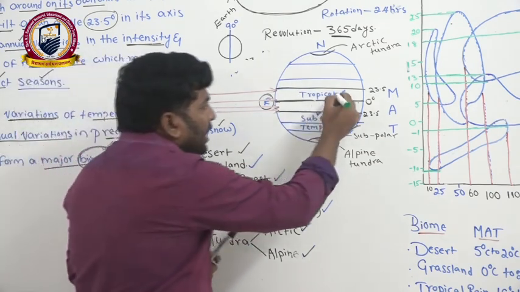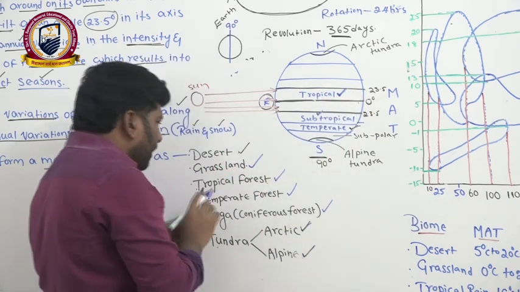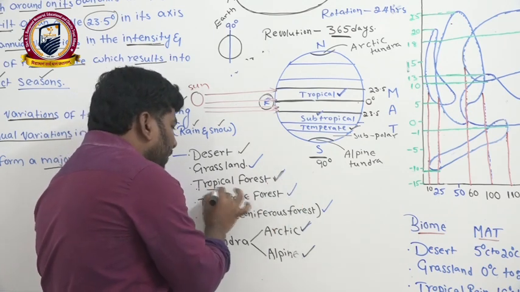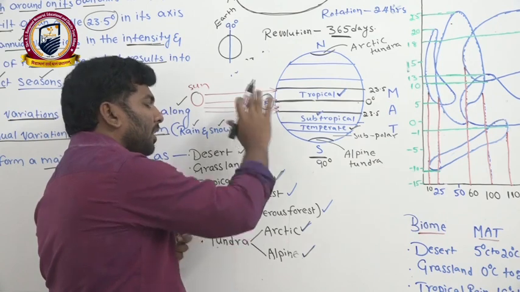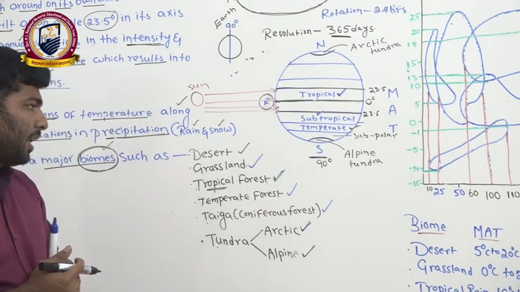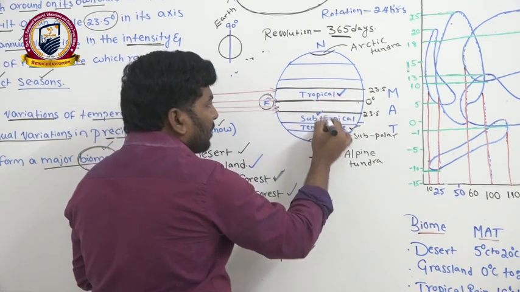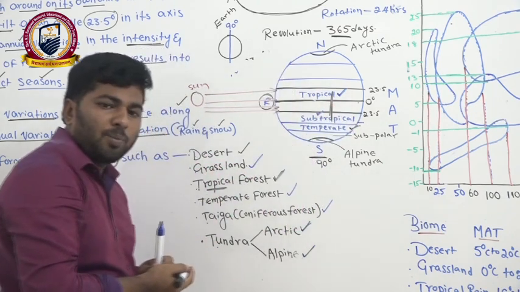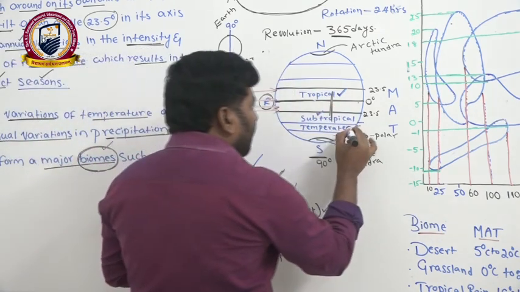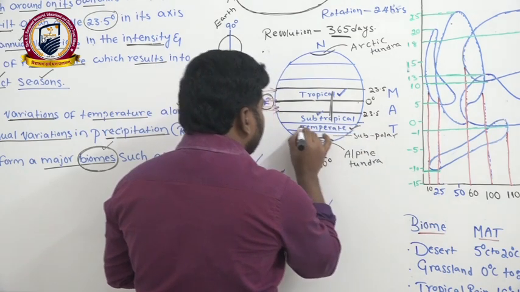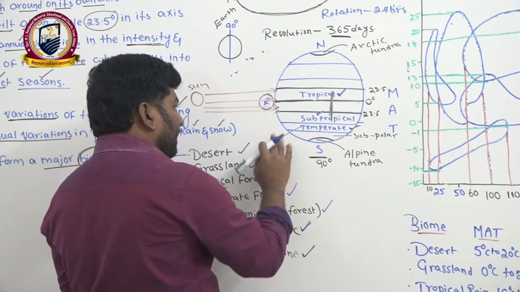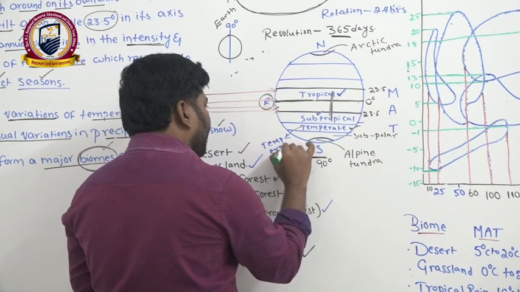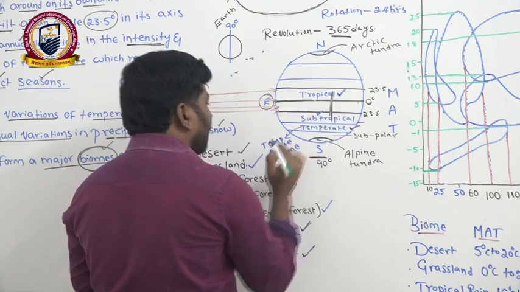We know very well that in the tropical area, the tropical forest biome is located. Tropical forest biome receives more temperature than the remaining biomes. The tropical region as well as the subtropical region is completely covered with tropical forest biome. Now, in the temperate region, we observe temperate biome. Here you can see in the temperate region, we are getting temperate biome.